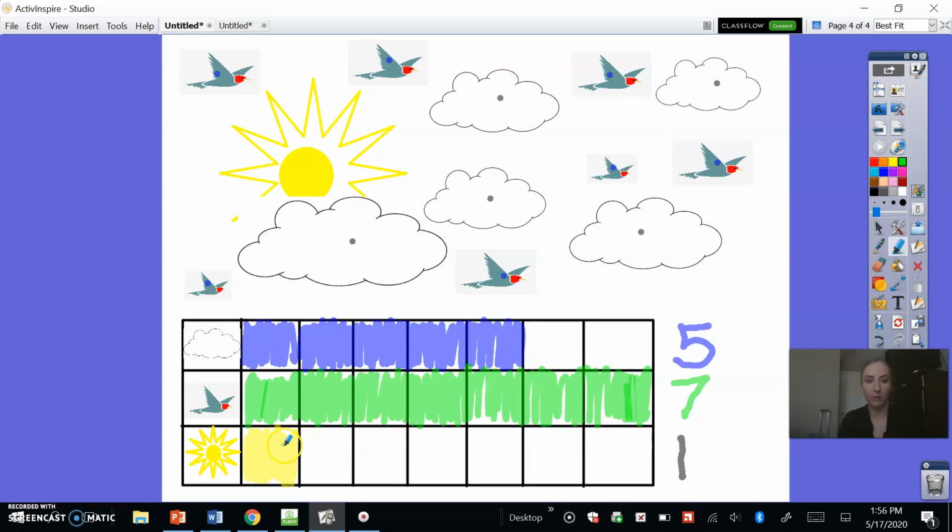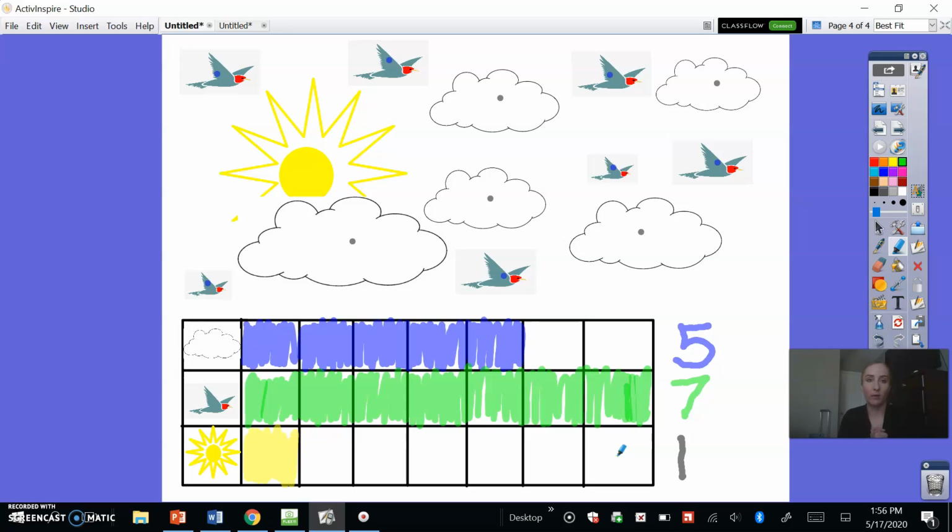Also down here, when I look at the birds compared to the sun, I see a lot of white squares that I didn't color in. I see 1, 2, 3, 4, 5, 6. So I know that there were 6 more birds than there were the sun. There's only 1. Or I could say that there are 6 fewer or less sun than birds. So you can compare them using that language, more than, less than. That's something you can notice about graphs too.